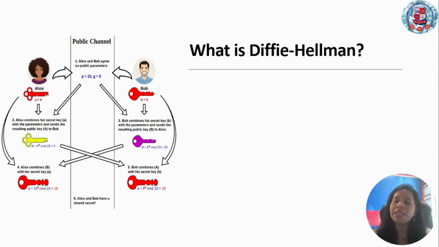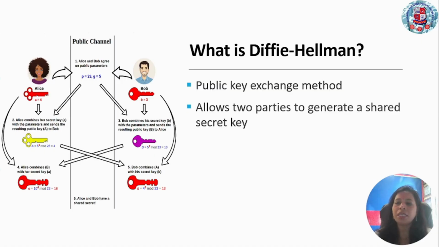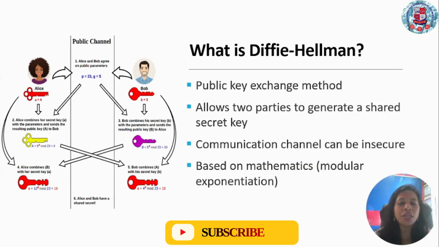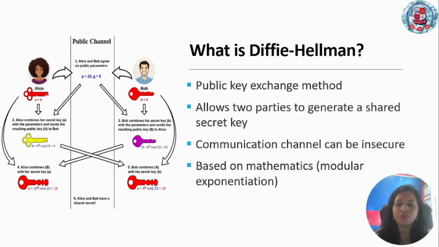Diffie-Hellman is a key exchange algorithm. It does not encrypt messages directly, but it allows two parties to generate a shared secret key over an insecure channel. The security of this algorithm is based on a mathematical problem called the discrete logarithm problem, which is computationally very hard to solve.